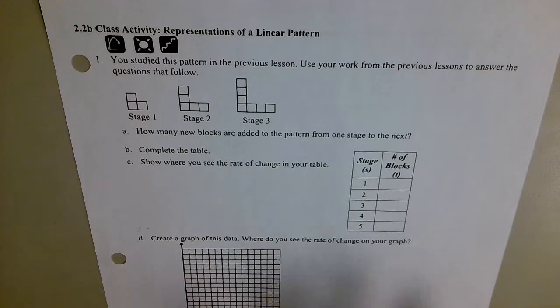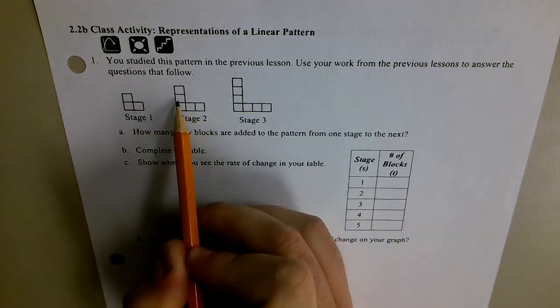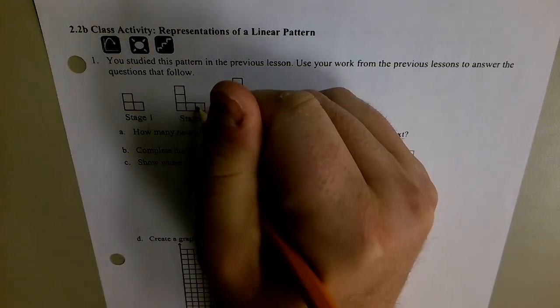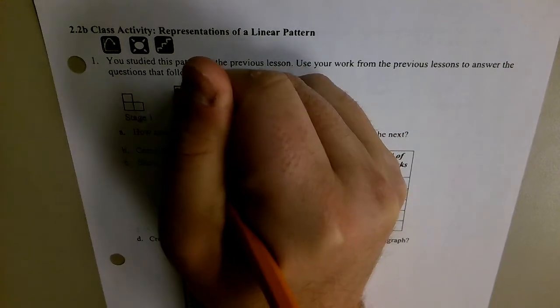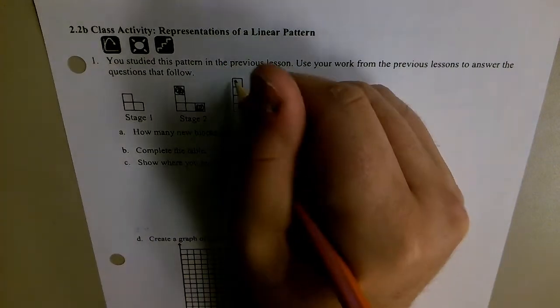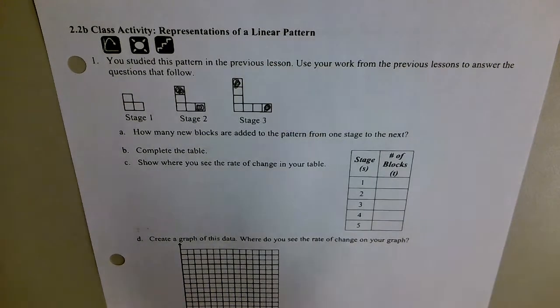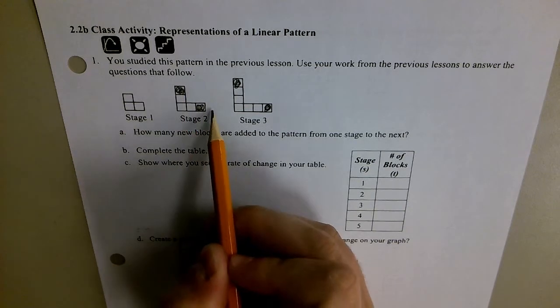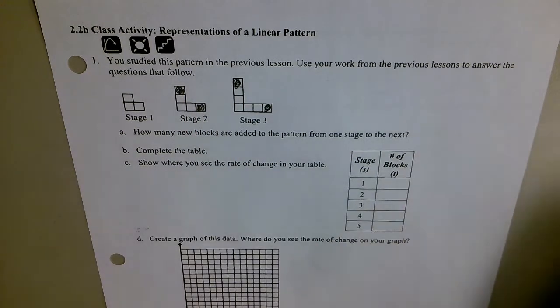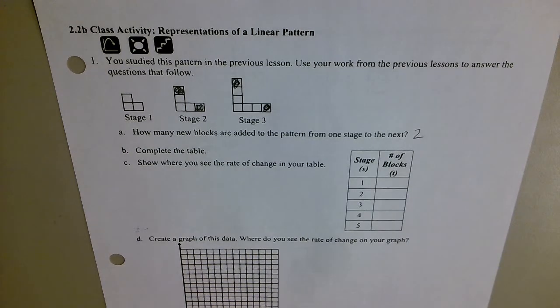So we have stage one here, and stage two is all of stage one, but we're adding on a block to each end there. And that's what we do every single stage. Okay? So we're adding one to the top, we're adding one to the side. So how many new blocks are added to this pattern? Every new stage, we are adding 2 blocks to it.